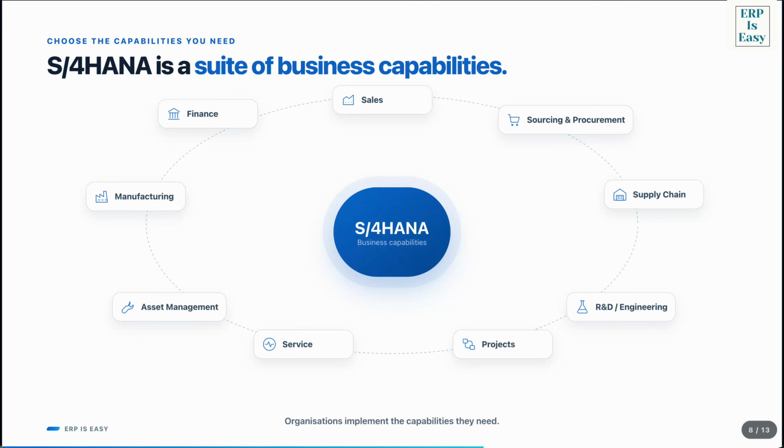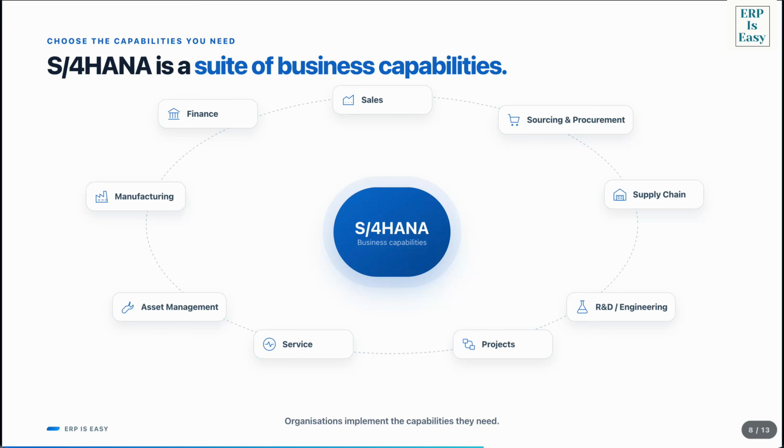S4HANA contains different functional areas or modules covering different parts of a business. For example, finance, sales, sourcing and procurement, manufacturing, supply chain, asset management, services, projects, etc. And there are several other industry specific and business capabilities available in S4HANA. The exact module an organization uses will depend on what that organization actually does.